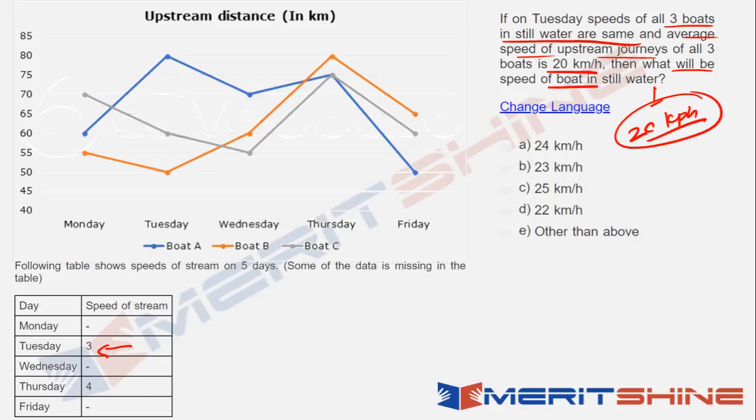What will be the speed of boat in still water? If this is 20 here, what is the stream speed? 3. So 20 plus 3 kilometers per hour. It is just this. So answer is option B, which is 23 kilometers per hour. You don't have to do anything in this. Again a sitter, just a patient reading, you answer the question.